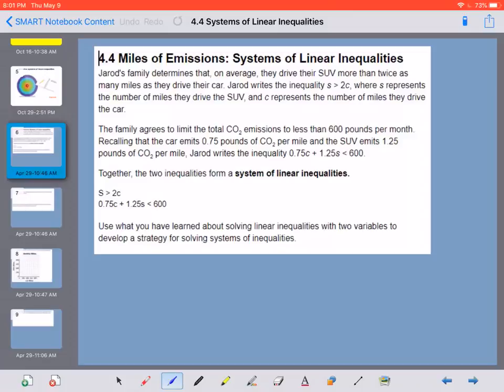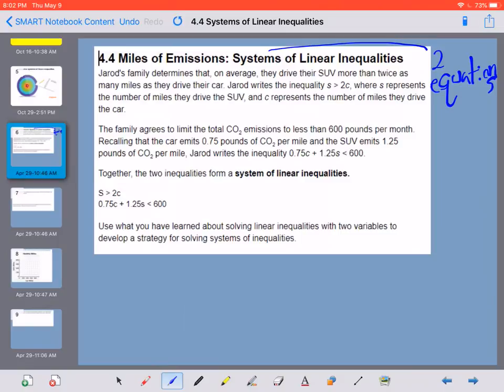This is 4.4. It's called Miles of Emissions, Systems of Linear Inequalities. So we've talked about systems before. Systems were two equations. So in this lesson, we are going to be doing two inequalities.